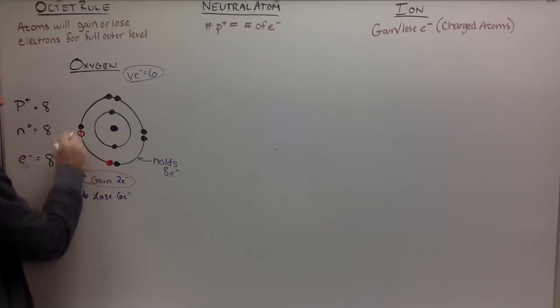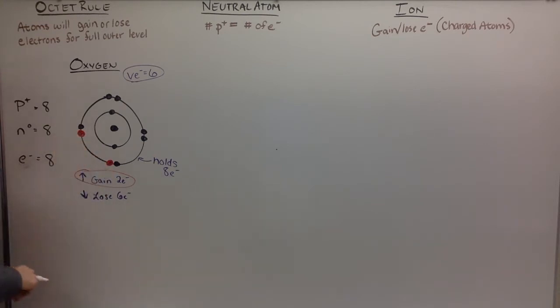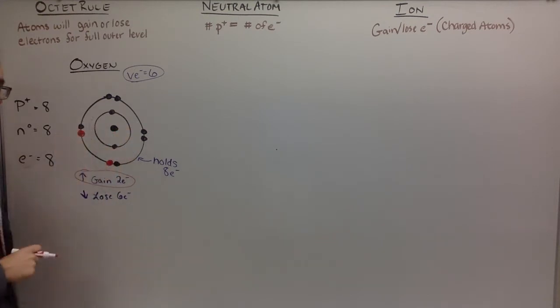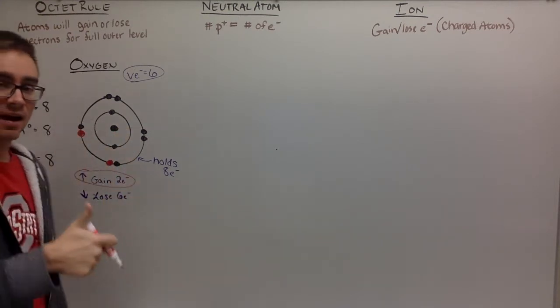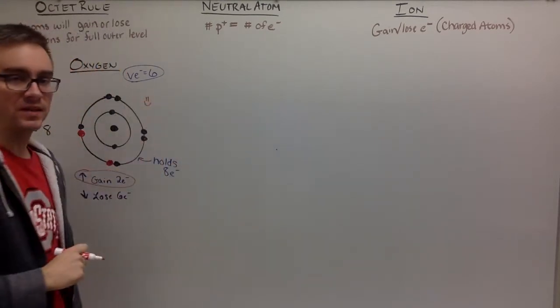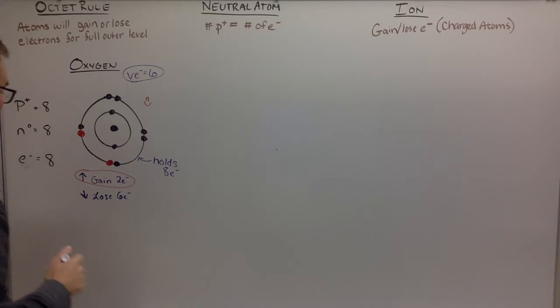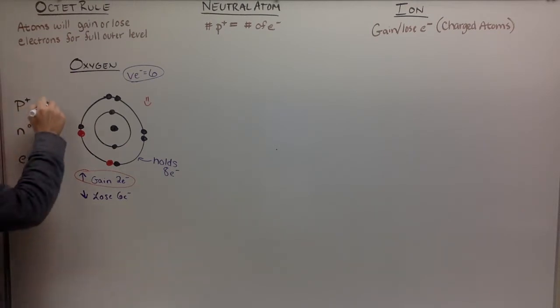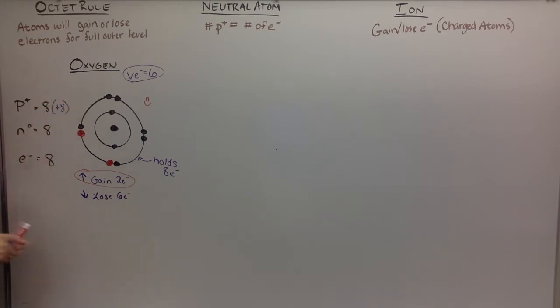All right, so now I've just gained 2 extra electrons, and now I have 1, 2, 3, 4, 5, 6, 7, 8 in my outer energy level. It is now happy. All right. But it did change something. I had here 8 protons. Protons are positive, which means I had like a positive 8 in this atom.